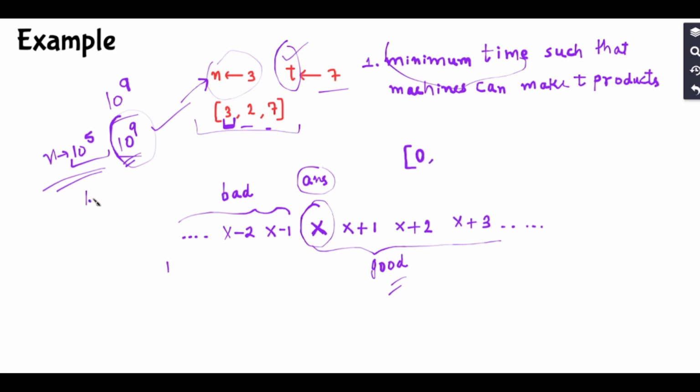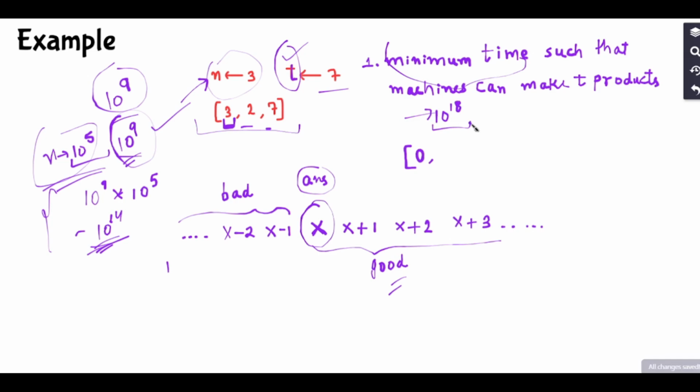So it would take me 10 raised to the power 9 multiplied by 10 raised to the power 5, that is 10 raised to the power 14 seconds to create n products. Let's take an upper limit of 10 raised to the power 18. So I'm sure that my answer will not exceed 10 raised to the power 18, even in the worst situations. The worst situation is when all of them are at its extreme, like this. Even in that case, the answer won't exceed this number. So the right hand side is 10 raised to the power 18.